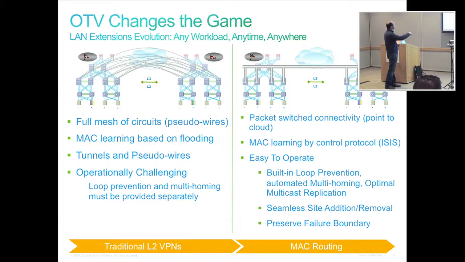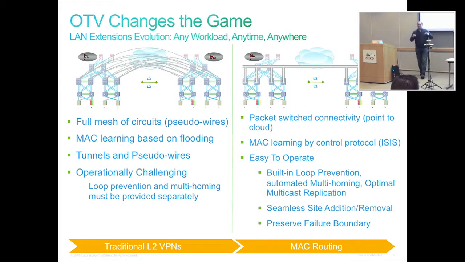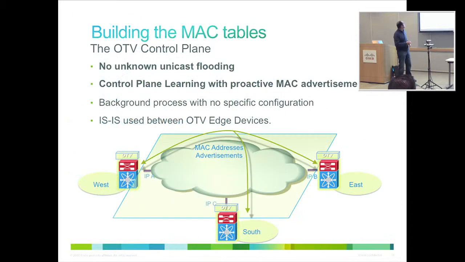the two technologies. The control plane versus how you learn your MAC addresses. For VPLS, it learns it in the data plane itself, so it floods everywhere. OTV learns the MAC addresses through ISIS, so it has a separate control plane versus the data plane. This makes a big difference in how the feature works on ASR, or even Nexus 7K, because OTV is also supported there.